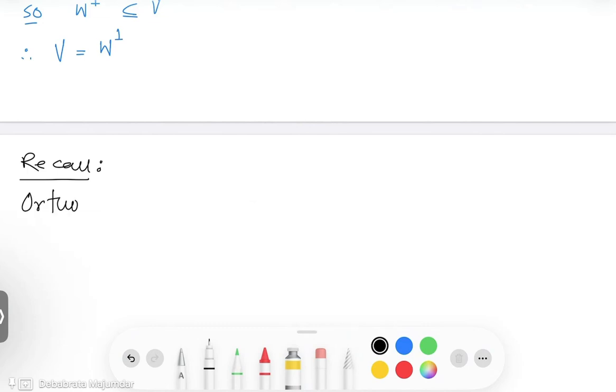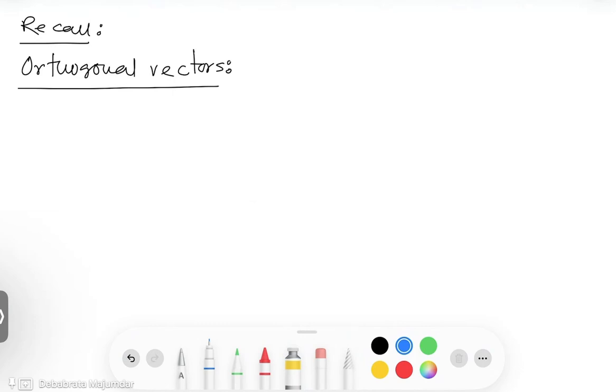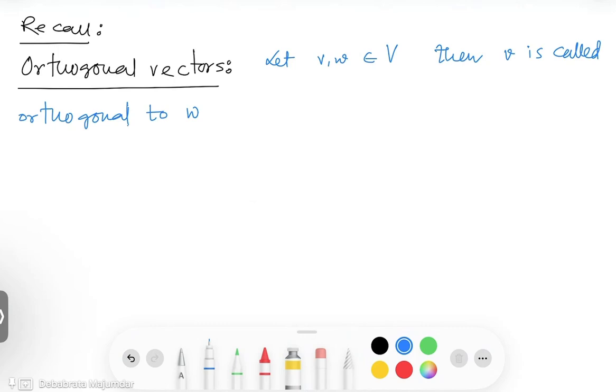So recall what are orthogonal vectors. Let V comma W belong to V, then V is called orthogonal to W if V dot W equals 0. Dot product of V and W equals to 0.